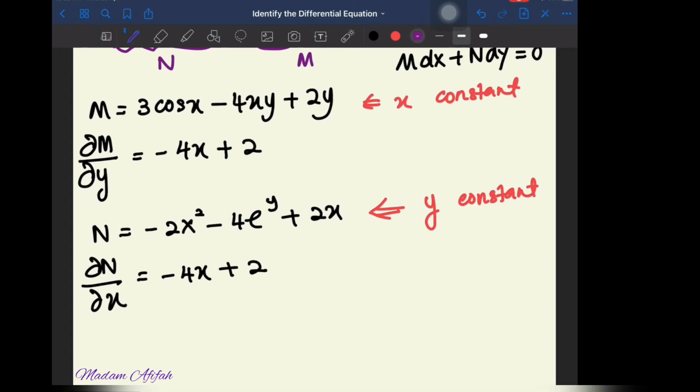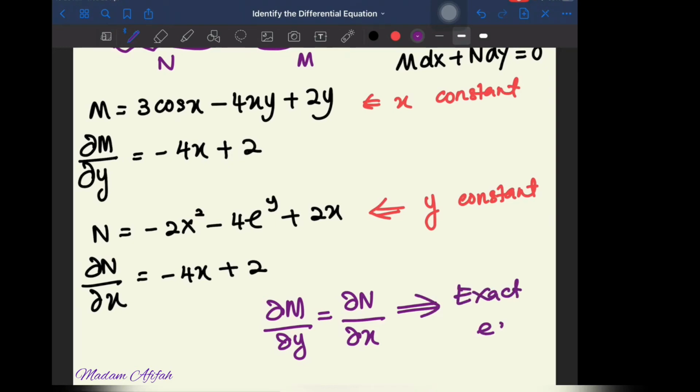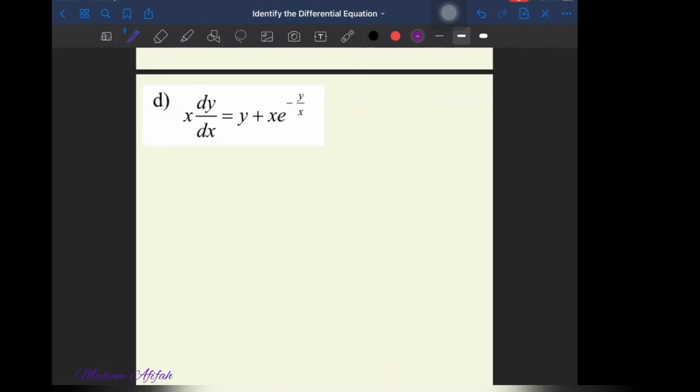So as you can see here, del m over del y is equals to del n over del x. So therefore this is an exact equation. So for D, maybe some of you might think this is a linear equation, but this is non-linear. Why? Because when you bring y to this side, so you have x dy/dx minus y is equals to e^(y/x). If you get rid of this x, you still get non-linear.